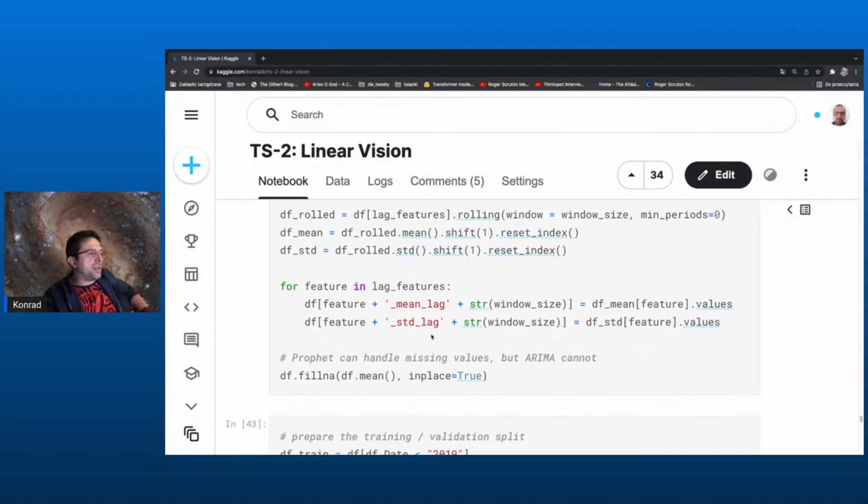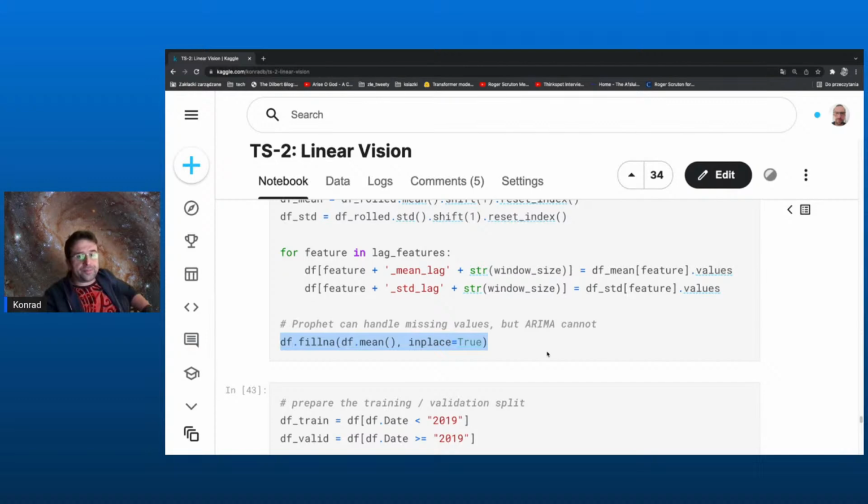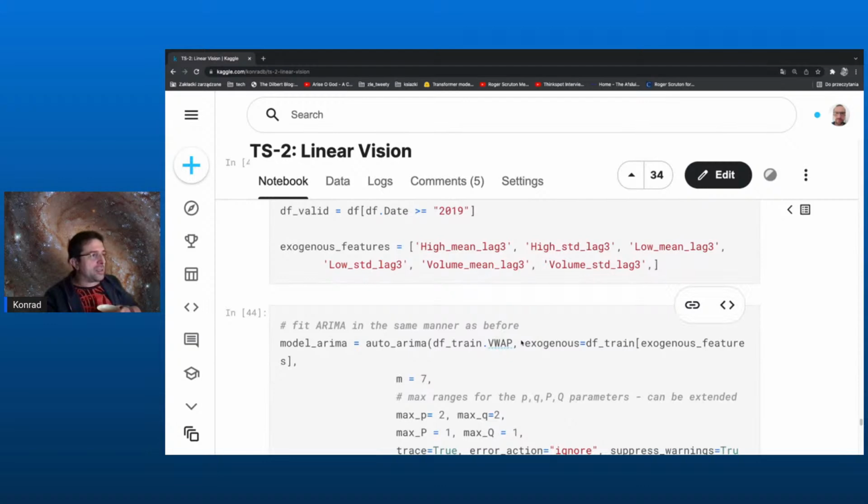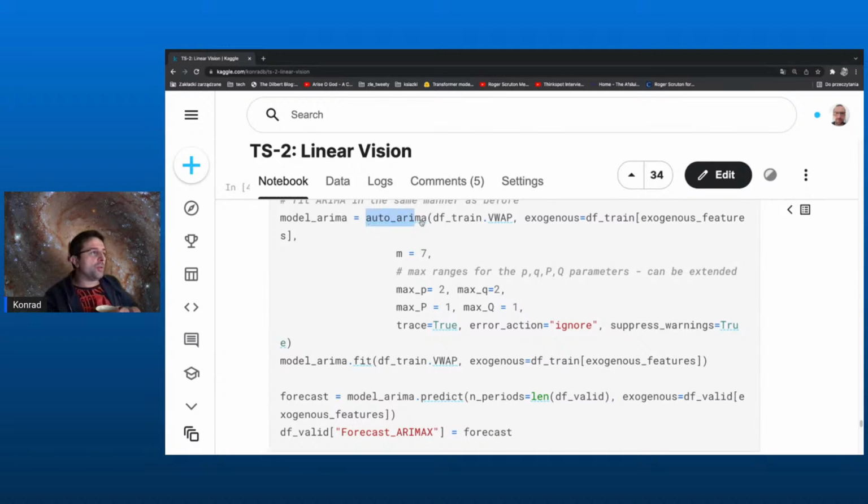Standard pandas stuff. Unfortunately, we have to drop missing values, because what I praised as an advantage of Prophet last time is not an advantage that ARIMA shares. Training test split, fit ARIMA in the same manner as we did before. That's the beauty of auto ARIMA. You just feed the data. Well, the argument we didn't use before, exogenous, pretty much self-explanatory: the extra variables.